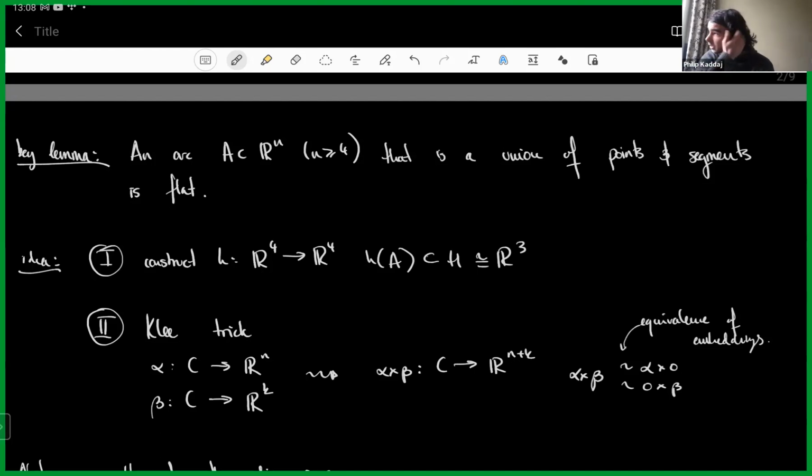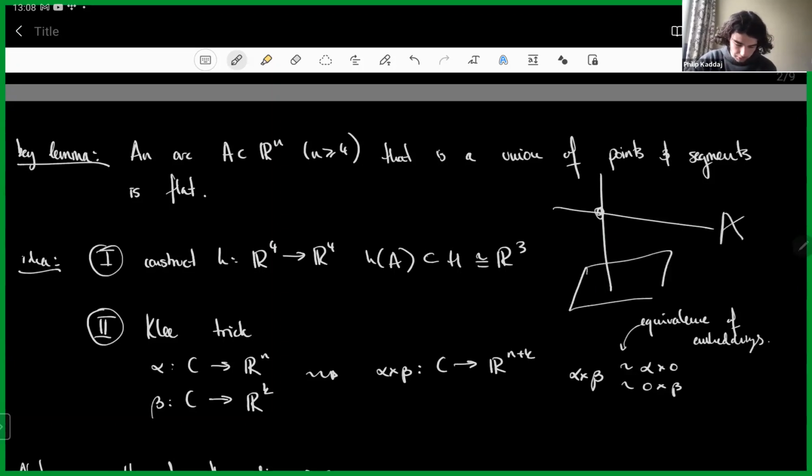And the idea is we find a family of lines. These lines are going to be perpendicular to the hyperplane, such that they intersect this arc in exactly one point. And the homeomorphism is going to be defined as follows: suppose we have some line which intersects A only in one point, and then we will send all of these eventually into the hyperplane via homeomorphism.